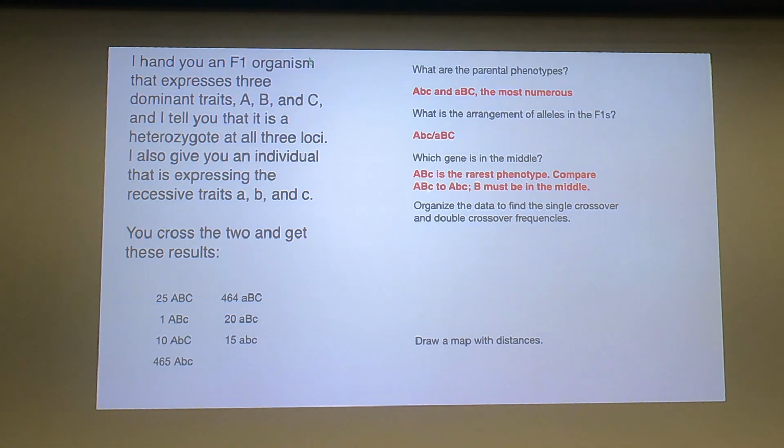Okay, so like it says there, you compare the rarest to one of the most common ones, either this one or this one, and you figure out which one's a little different, and that's the one that's got to be in the middle. So B is it.